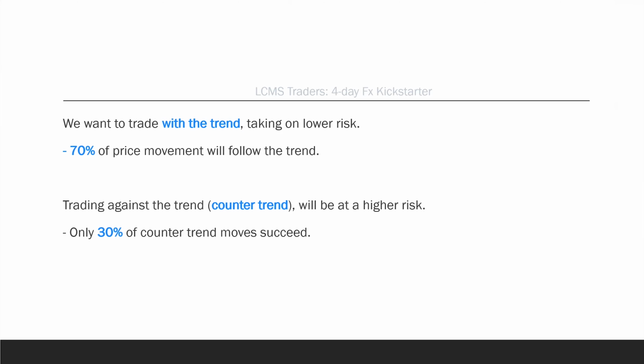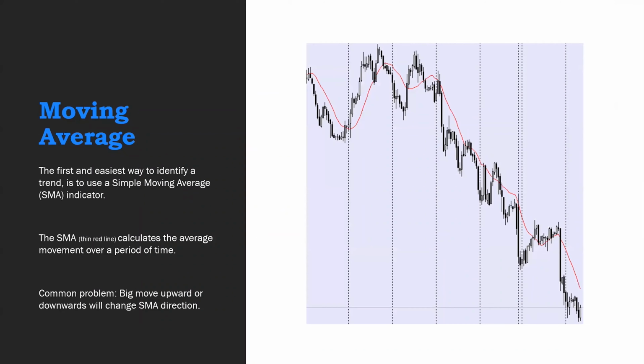So how do you tell trend? Several ways. You can use the moving average. You see the red line down there, that's the moving average. We call it simple moving average. It basically takes the average movement over a period of time. It calculates the average movement over the period of time from the candles.